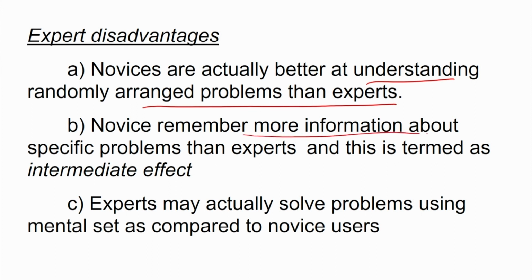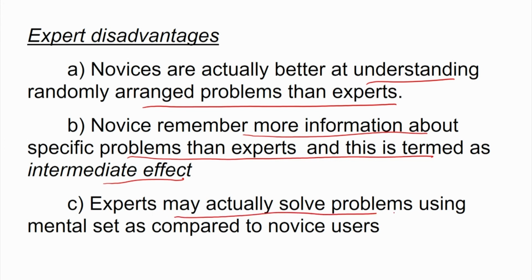Also, novices remember more information about specific problems than experts, and this is termed the intermediate effect. What happens here is that novices study the problem wholly and understand all parts of the problem. Experts tend to pick up only those configurations which need a solution or which have a solution. So, once you ask both the expert and the novice basic questions about what the problem was, the novice will tell you more about what the problem was, but experts will not be able to tell you what the overall problem was. They will only look at features of the problem and how to go ahead and solve it.